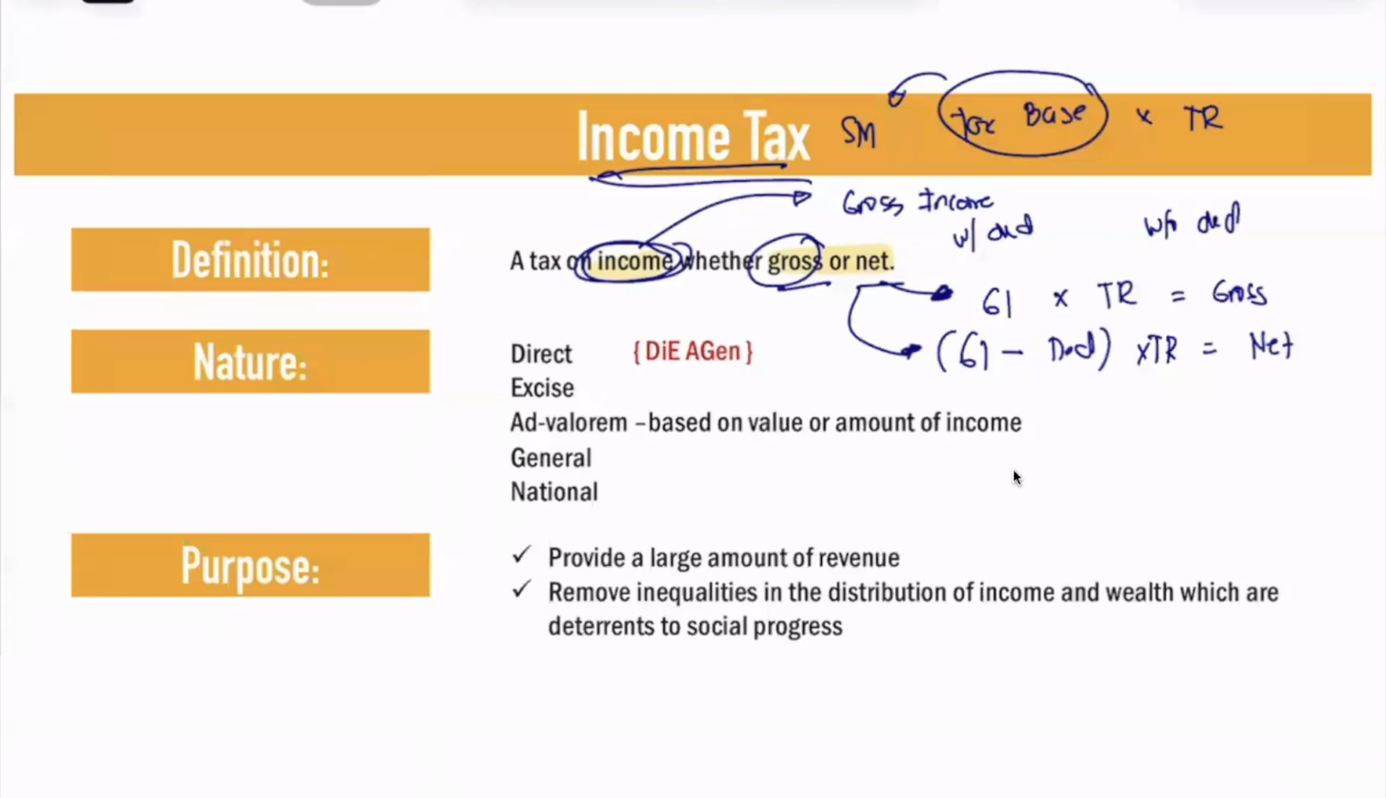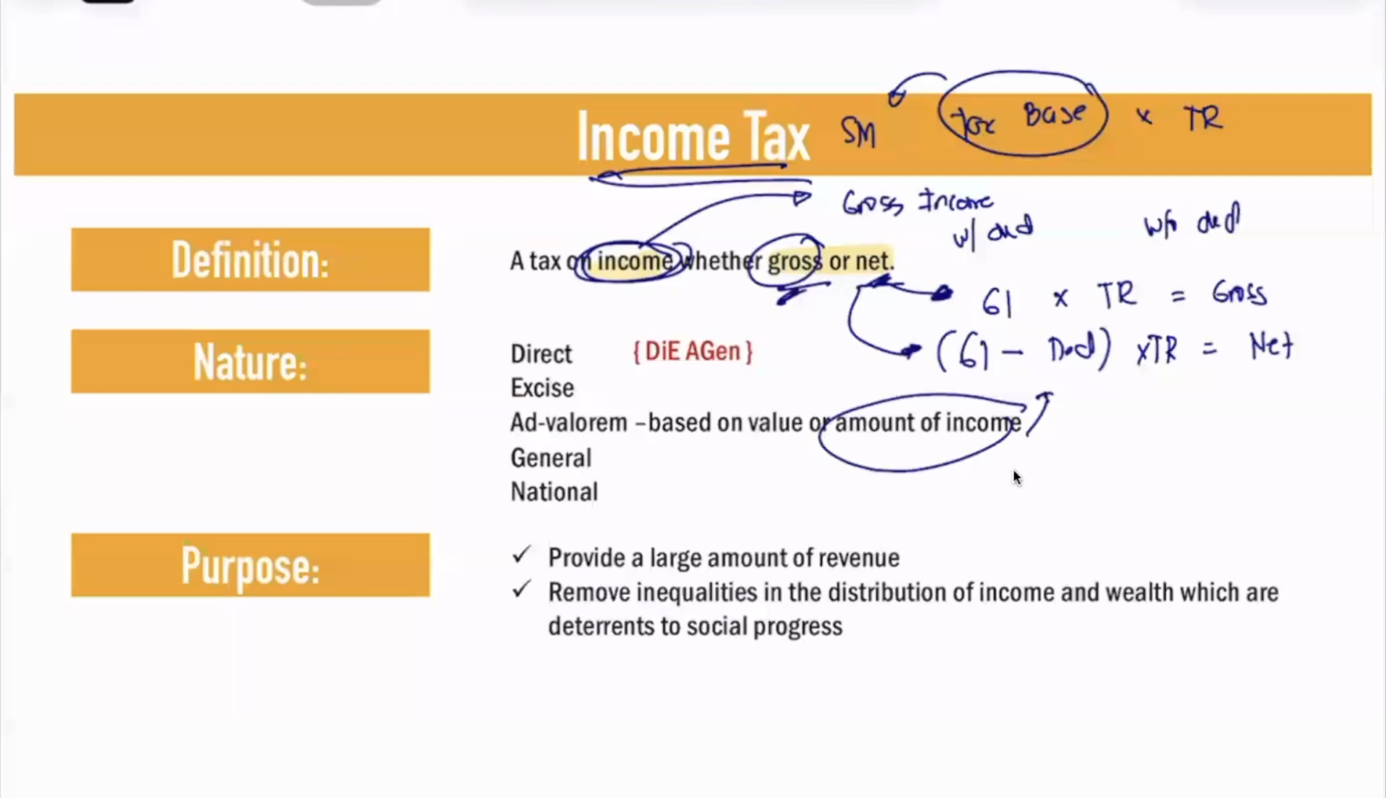Next, it is an excise tax. Why is it an excise tax? Because you have the privilege to earn an income. So since you have the privilege to earn an income, then you are subject to tax. Next, it is an ad valorem tax. Why is it ad valorem? Because it is based on the value or the amount of income. As we said, the amount of income differs depending on whether you are subject at gross or at net. Gross without deduction, net with deduction.